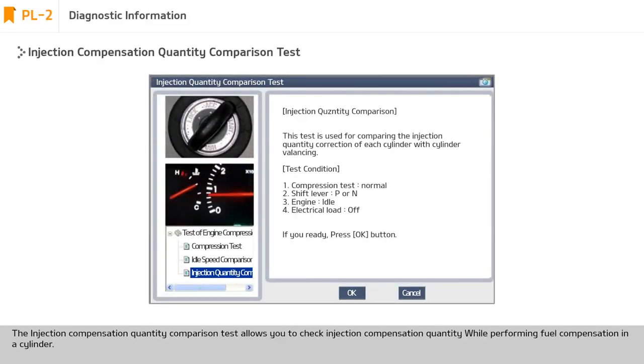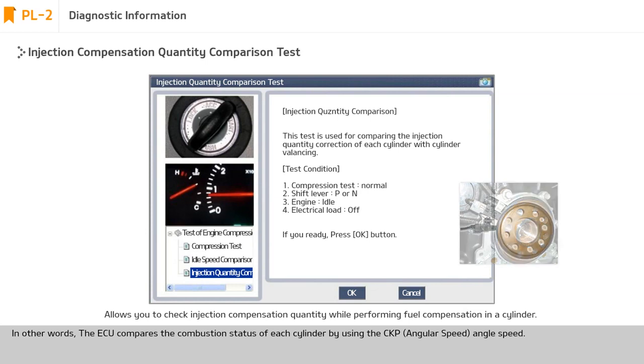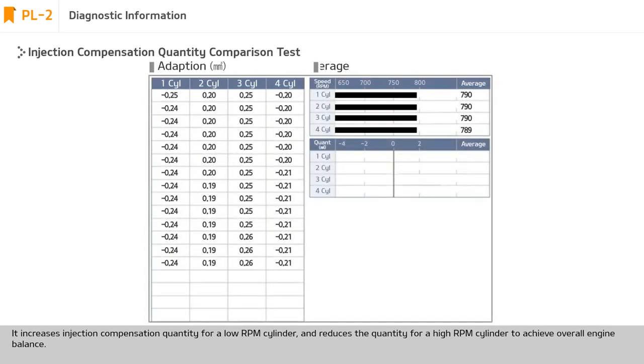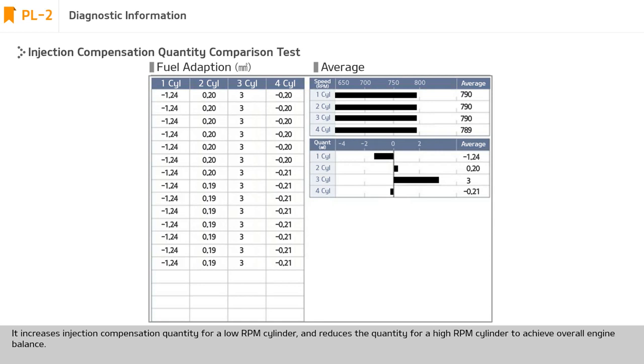The injection compensation quantity comparison test allows you to check injection compensation quantity while performing fuel compensation in a cylinder. In other words, the ECU compares the combustion status of each cylinder by using the CKP angle speed. It increases injection compensation quantity for a low RPM cylinder and reduces the quantity for a high RPM cylinder to achieve overall engine balance.